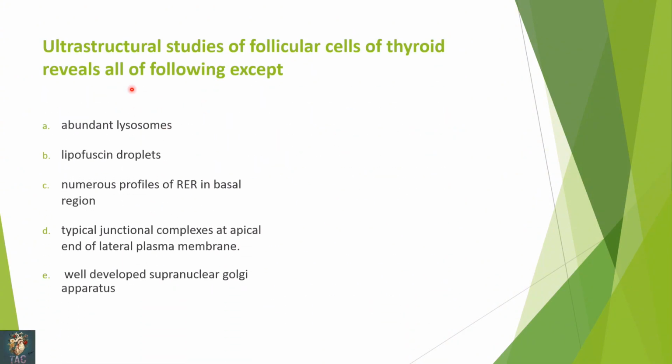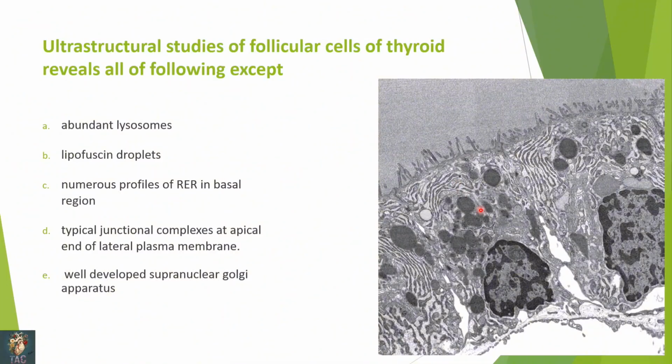Next MCQ is, the ultrastructural studies of follicular cells of the thyroid reveal all of the following except. Look at this diagram first, which shows the ultrastructural level of the thyroid follicular cell. Here you can see its nucleus. These are the abundant lysosomes which are present over here. These are the tight apical junctional complexes. There is numerous rough endoplasmic reticulum in the basal region and a well developed supranuclear Golgi apparatus in the supranuclear region. So the lipofuscin droplets are not present in the thyroid follicular cells, and this is the answer.